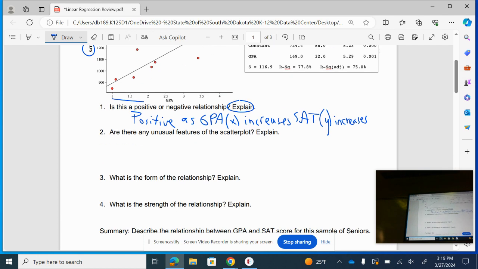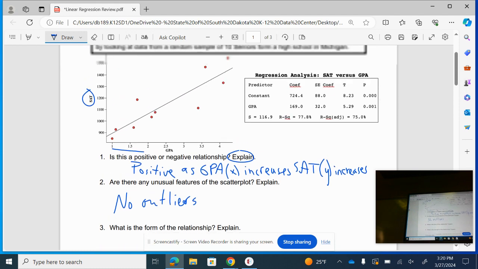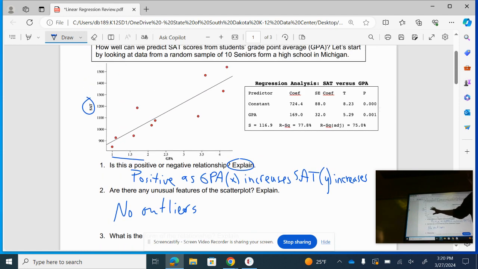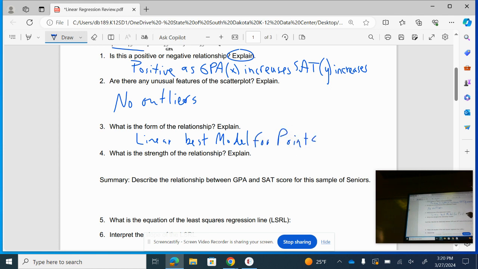Are there any unusual features in the scatter plot? No outliers. Not much more of an explanation for this. What is the form? The best form, as we're looking at these, overall, I would say it models a line. Okay, and what is the strength? Now, the strength is R, and that's correlation.